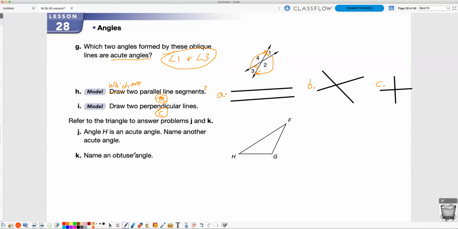And letter J, angle H is an acute angle. Name another acute angle. So angle H is right here. This is acute. So what else is acute? Is it angle F or is it angle G of this triangle? The other acute angle would be angle F in this case. And then letter K, name an obtuse angle. Well, if angle H and angle F are acute, the only one that's left and the one that's clearly greater than 90 degrees is angle G.